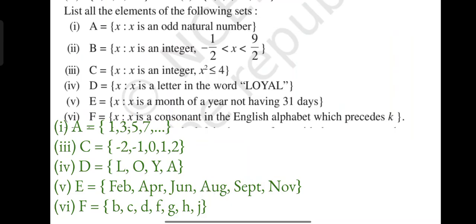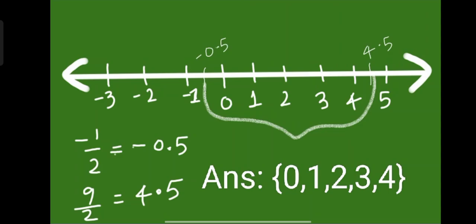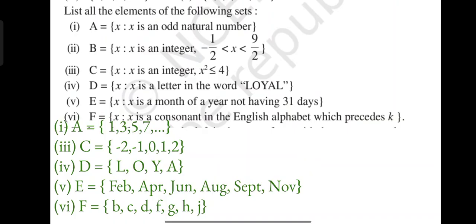Okay, and the next question is, there are so many sets given, written in set builder form, and we have to convert all of them to roster form. For explaining in more detail, I am skipping the second question. I have written the answers of all the other questions in this slide, and we will explain the second question in this slide. Okay, so the first one is: x is an odd number.